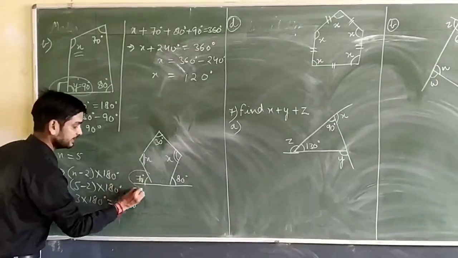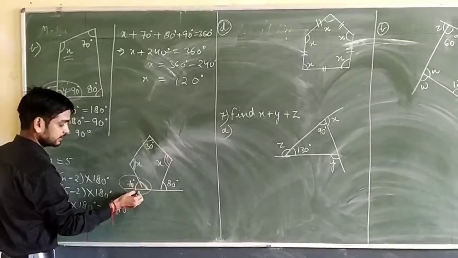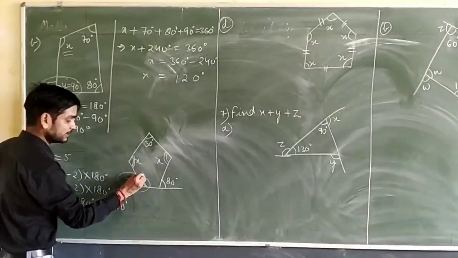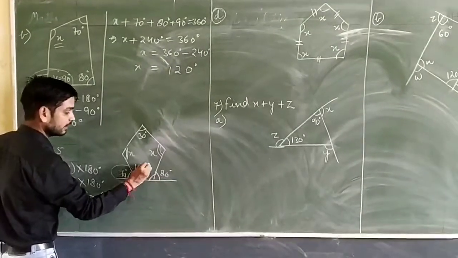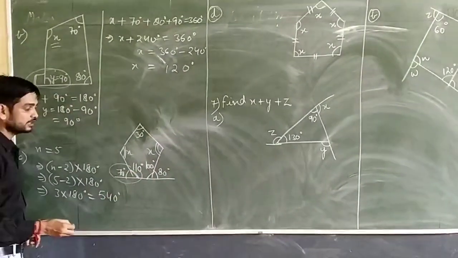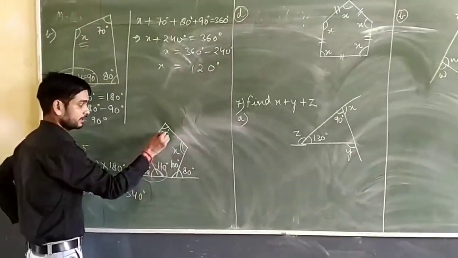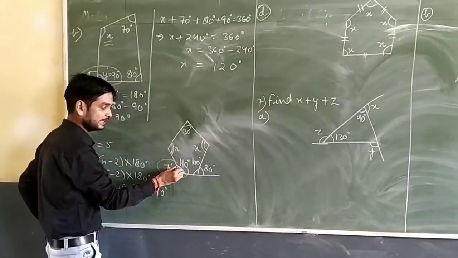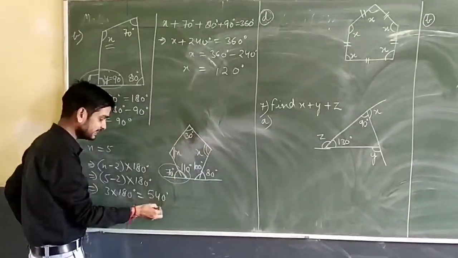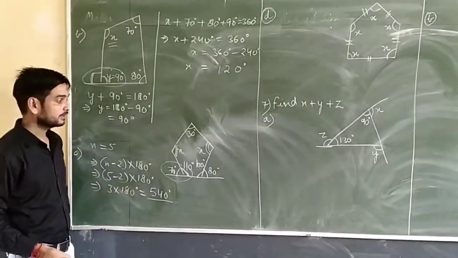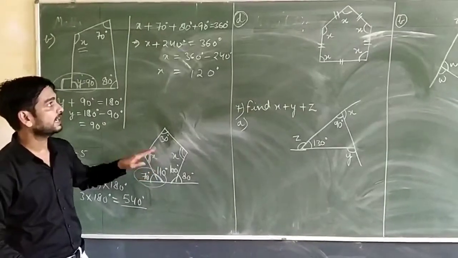Student, you can see this is the linear pair. That means what will be the value of this? 180 minus 70. That means 110 degrees. And what is the value of this angle? 100 degrees. So try to solve this question in your copy. I will explain it orally. x plus 110 degrees plus 100 degrees plus x plus 30 degrees is equal to 540 degrees. Then you are able to understand how you can find the value of x.